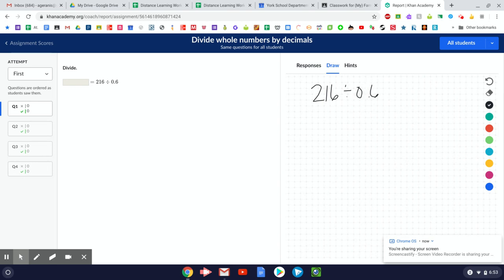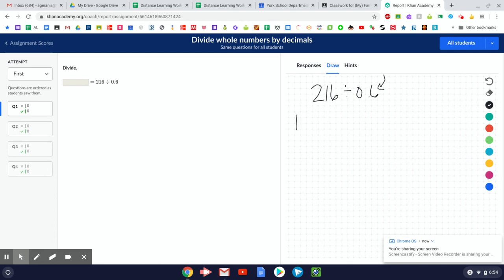Now, Sal just taught us in that video that one strategy is to consider our dividend, 216, as a collection of tenths. If everything is tenths, we can just divide, right? And why tenths? Because our divisor here is written as tenths. It's in the tenths place. So let's consider 216 tenths.